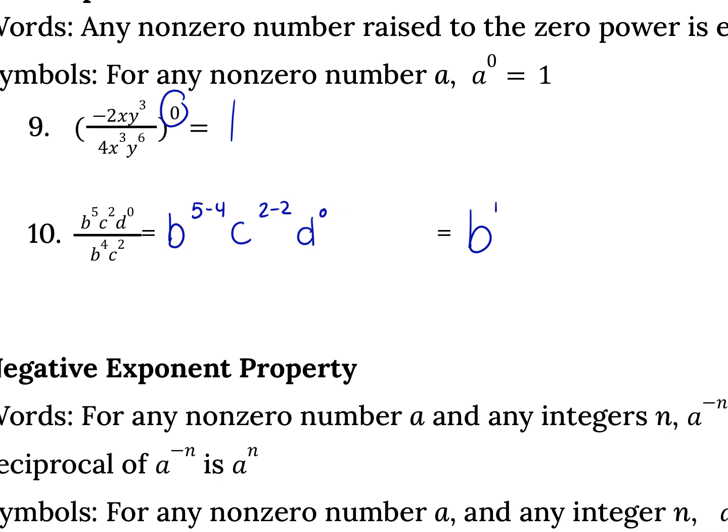However, anything to the 0 power is what? 1. So I don't need to put anything there. D to the 0, also 1. I don't need to put anything there. My final answer is B. So all of that goes to that.